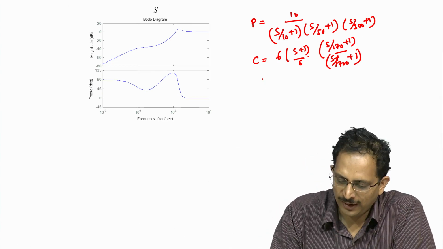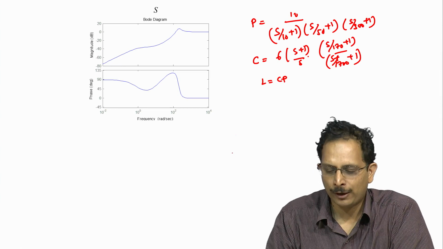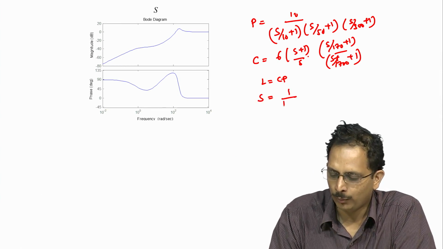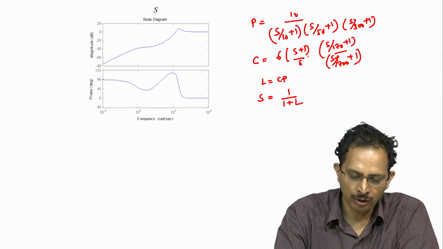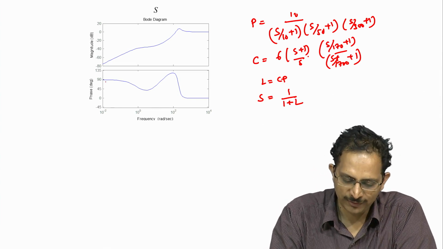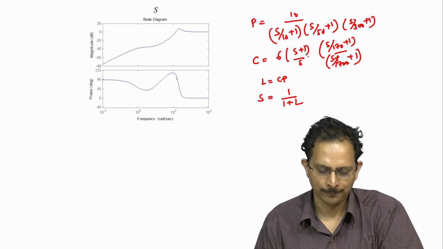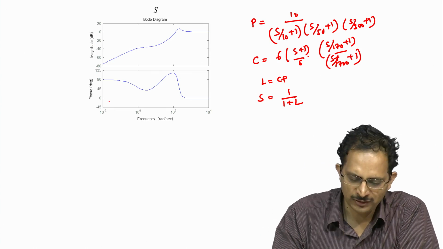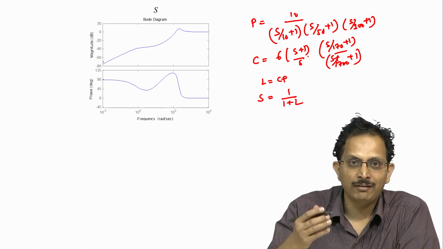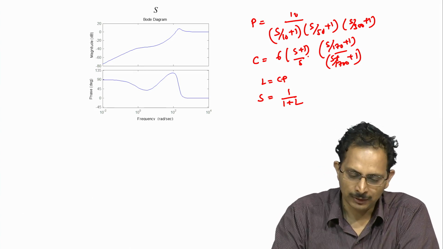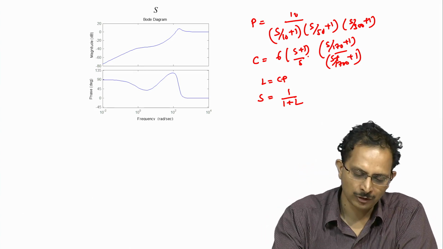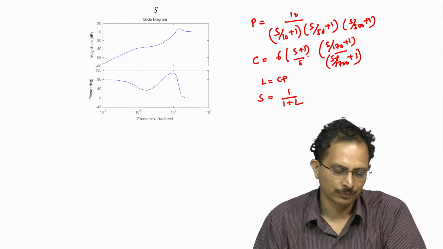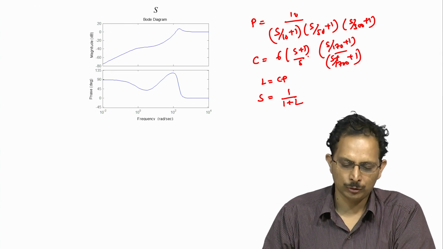Now, for L equal to C times P, I have plotted the sensitivity function S equal to 1 by 1 plus L, and the magnitude of S as a function of frequency and the phase of S as a function of frequency is shown here. What is important is the magnitude of S, because that is what is going to determine our control performance, and as you can see, it is a very small number in the frequency range where we are interested in performance, or when expressed in decibels, it is a large negative value, minus 60 dB, minus 80 dB and so on and so forth.